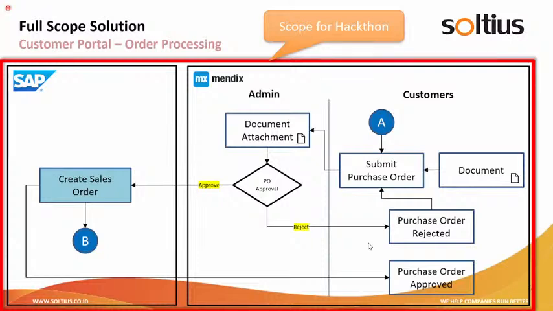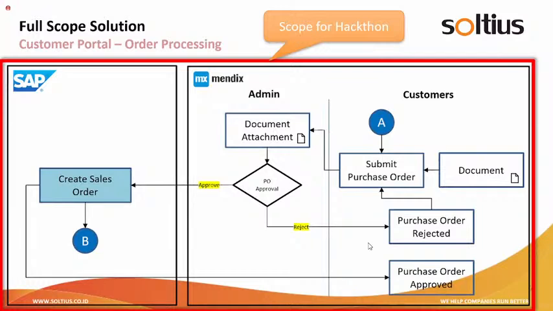Okay, and then this is the next process, order processing. As we can see, this is the scope for the hackathon. We have already created this process. After the customers log into the portal, they will be able to submit the purchase order. Here, we can also attach a supporting document. Then the admin will review the document. The admin can view the document attachment in Mendix, and then it will be sent for approval.